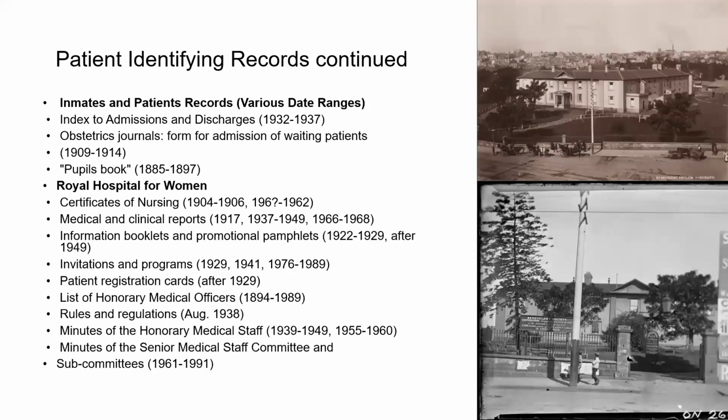The obstetrics journals contain the form for admission of waiting patients. Some of the details are the name of the applicant, marital status, occupation, address, and the name and occupation of husband. So a popular reason for people using the Society records is to search for the putative birth father.